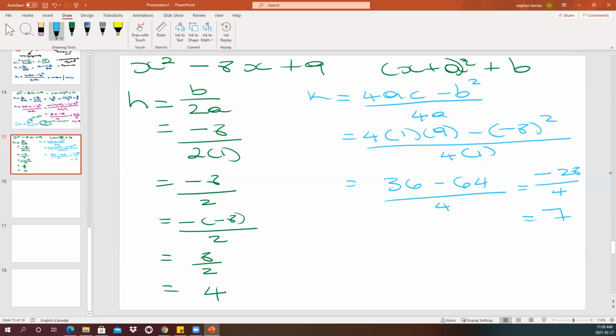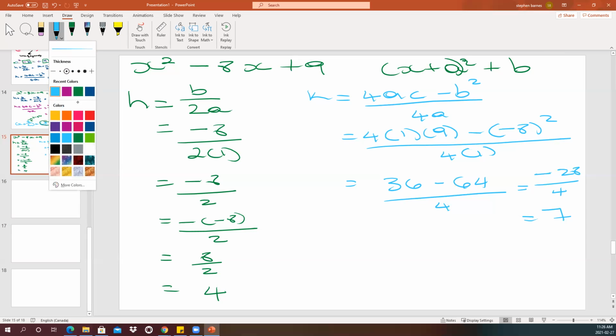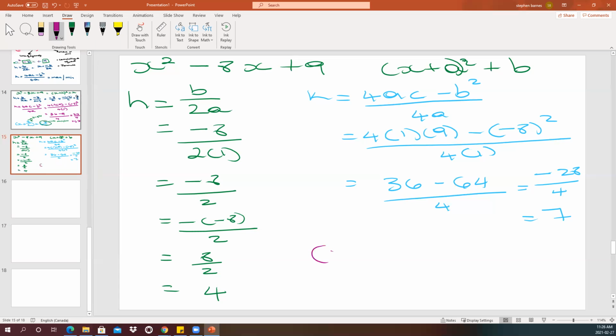So if we rewrite the quadratic now in this form, which makes it a perfect square, I'm going to use a different color here. We would have x plus 4, all squared, minus 7. This is negative 7, so it would be minus 7. So x equal positive 4 would be our line of symmetry, and negative 7 would be our minimum value.